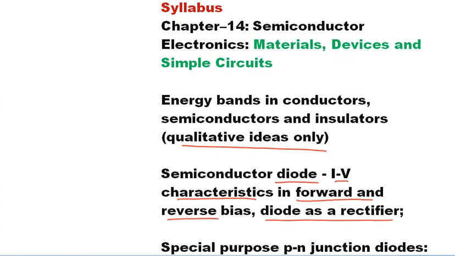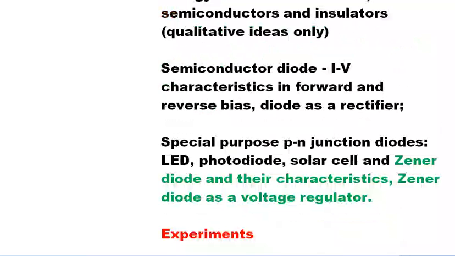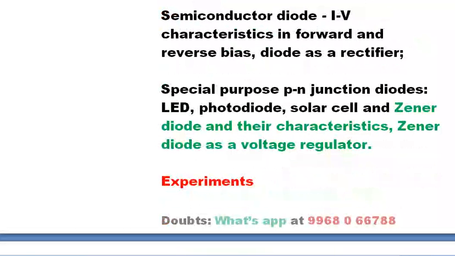Dear students, then we will discuss in this chapter special purpose PN junction diodes, such as LED (light emitting diodes), photodiodes, solar cells, then the Zener diode and its characteristics. And we have to learn how a Zener diode is used as a voltage regulator. That's the theoretical syllabus which we will cover in this particular unit.